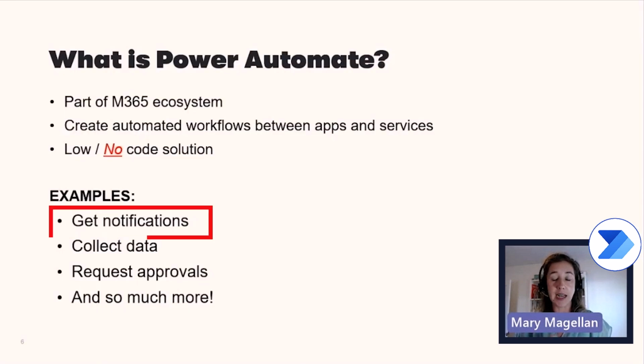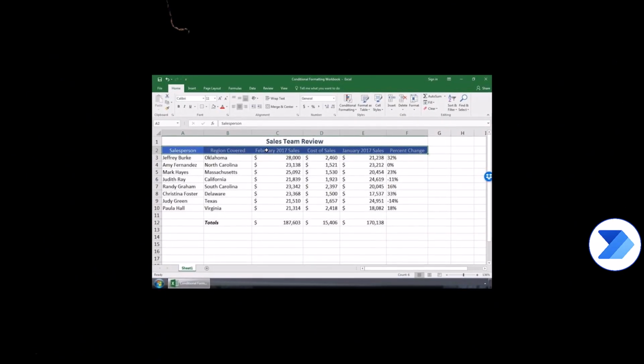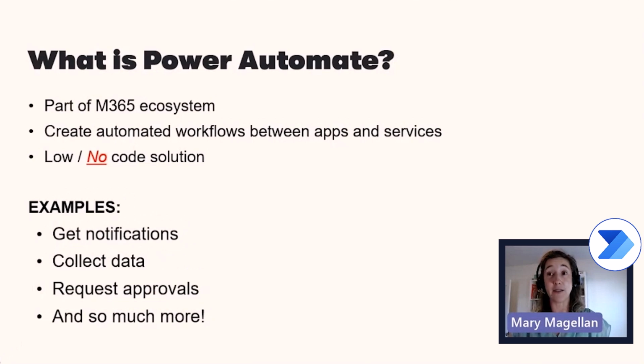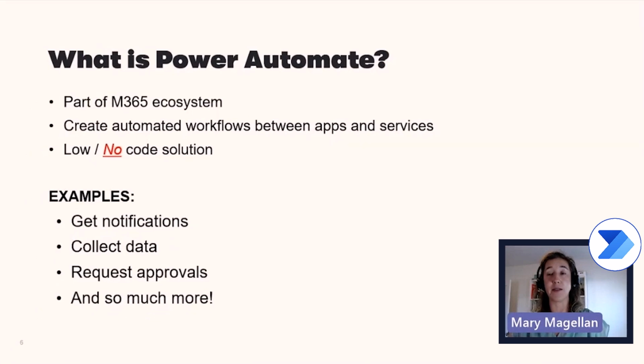So notifications, collecting or spitting out data, whether that's into a SharePoint list or an Excel spreadsheet, that's something you can do. Approvals is a really big request that I get from folks that they want to use Power Automate for. I submit a document into the folder, and I need certain managers to approve it, and it needs to go through various processes. So those are a couple examples of what we can do with Power Automate.